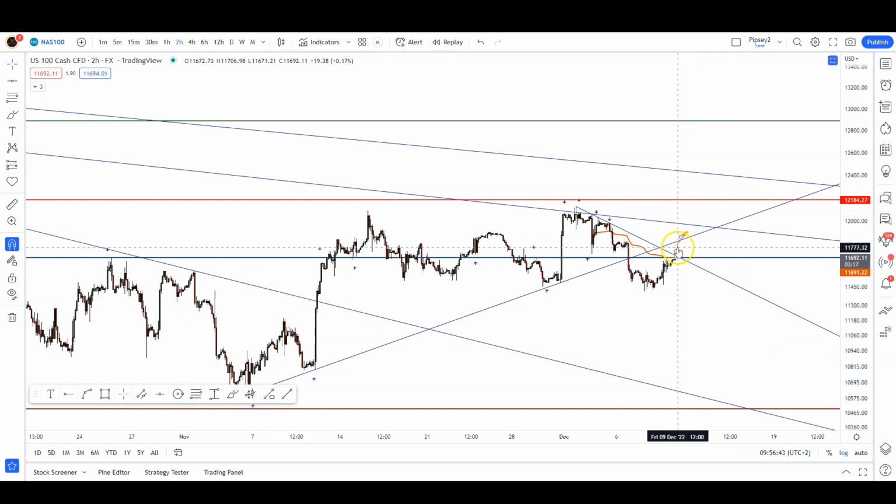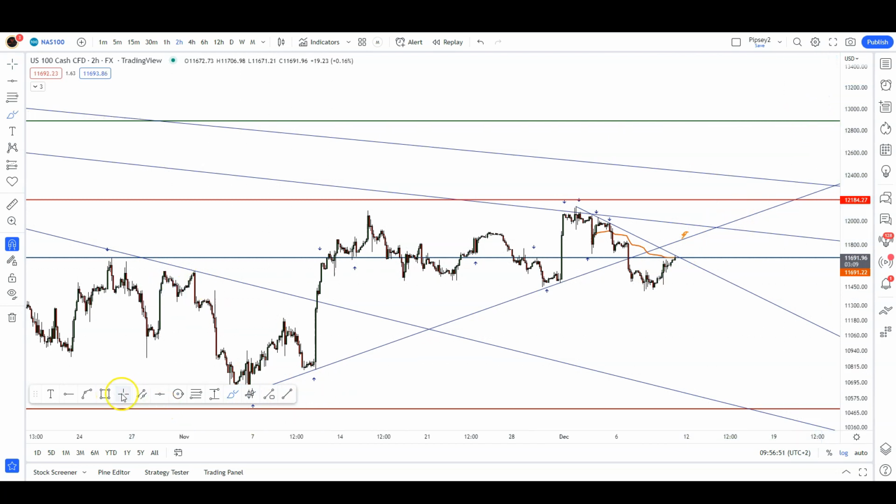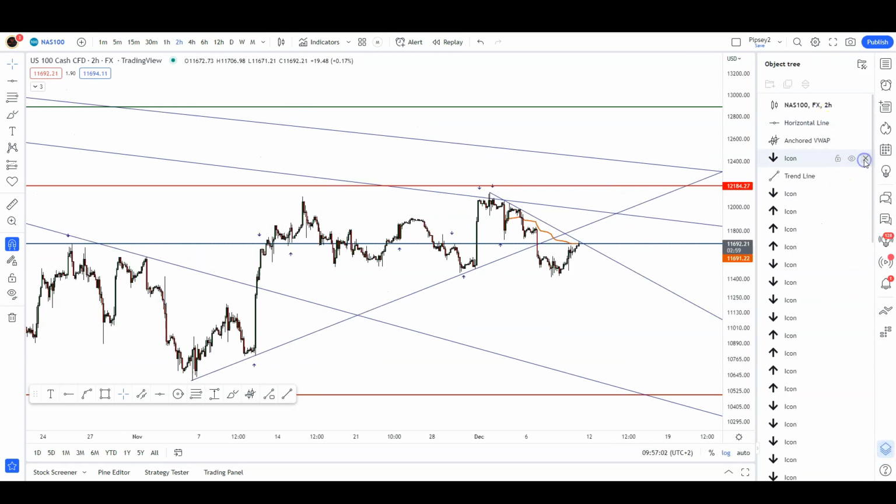Now, none of this may play out, right? The market could also just decide, screw this, we're going. I don't sit here with a crystal ball. I cannot say for sure what is going to happen with 100% certainty. These are simply price action and confluences that I'm looking at.